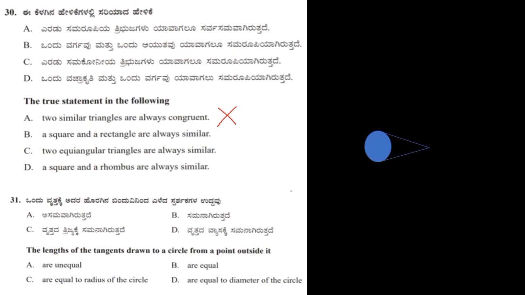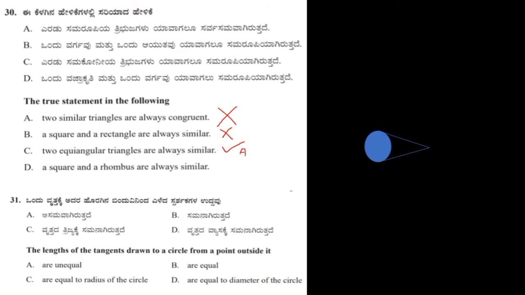Second one, we have a square and a rectangle are always similar. It's also not possible. Square and rectangle are not always similar. Option C, we have two equiangular triangles are always similar. Yes, based on AA similarity criteria, we can say this is correct.